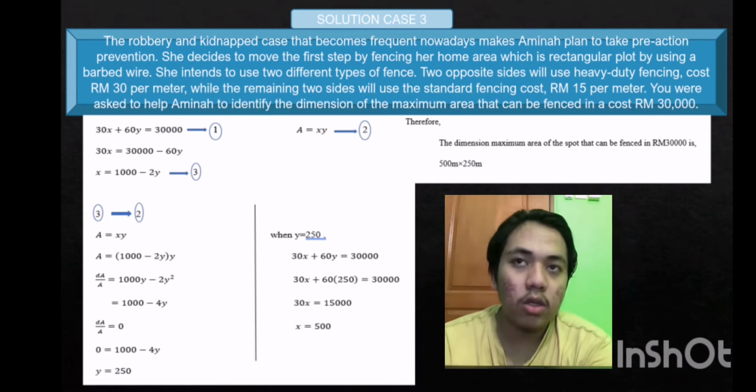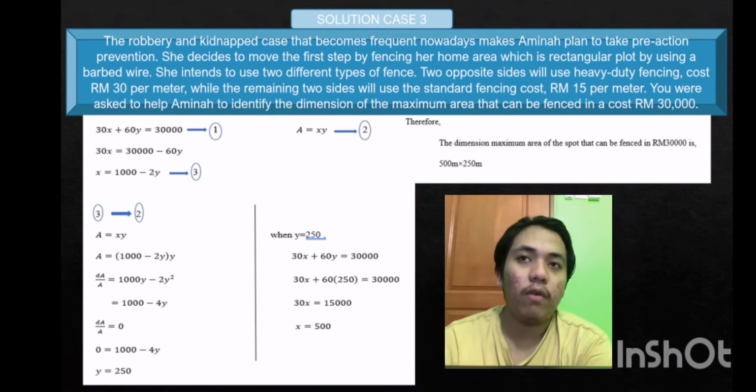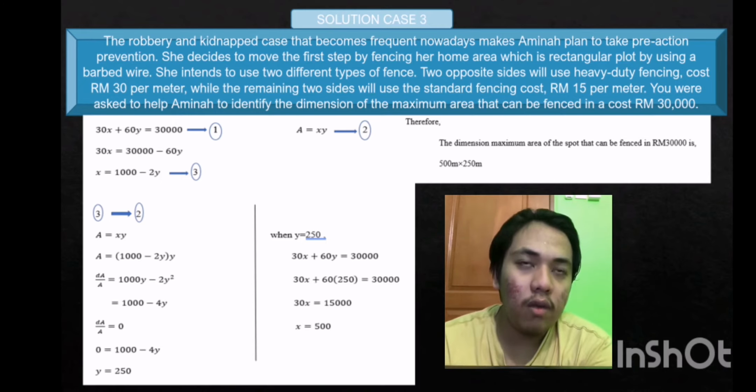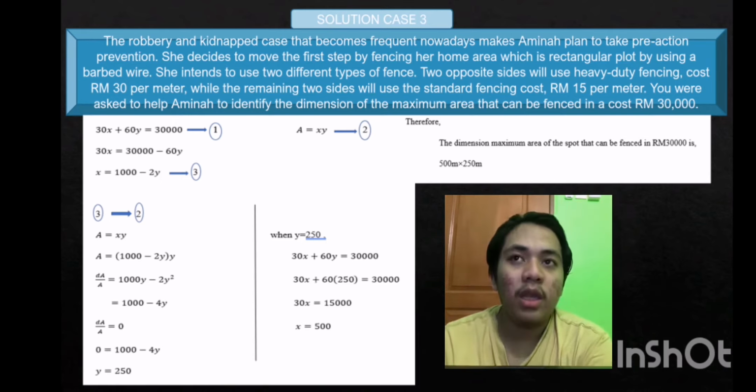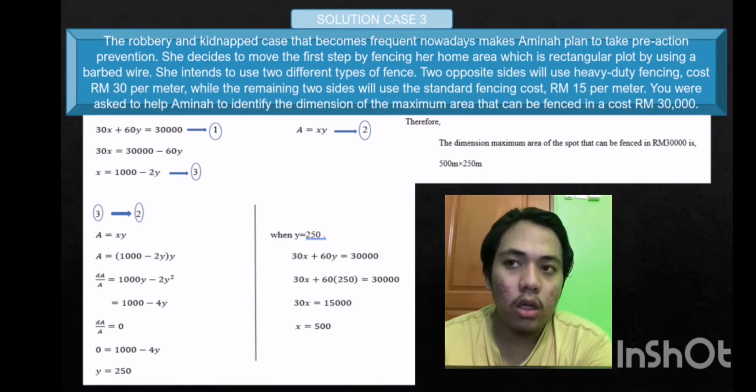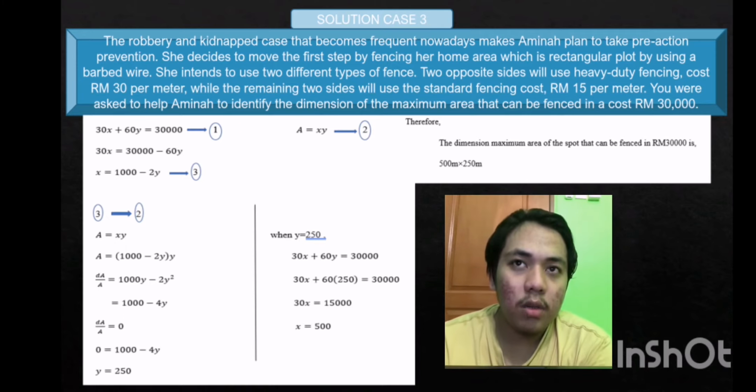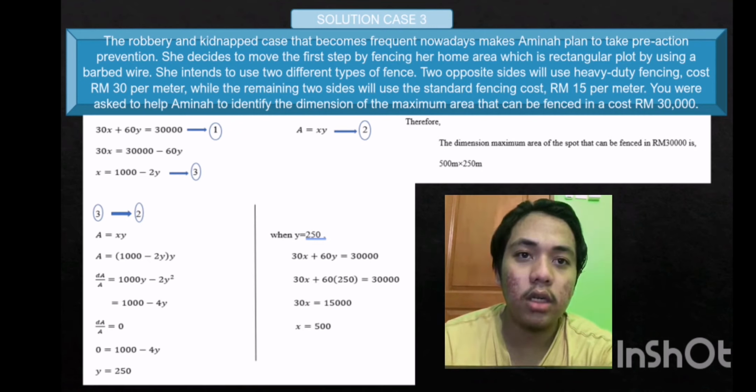So she intends to use two different types of fence: one is the heavy duty fencing, which costs 30 ringgit per meter, and the other one is the standard fencing, which costs 15 ringgit per meter. So what we need to solve is to find the dimension of the maximum area that can be fenced at a cost of 30,000 ringgit.